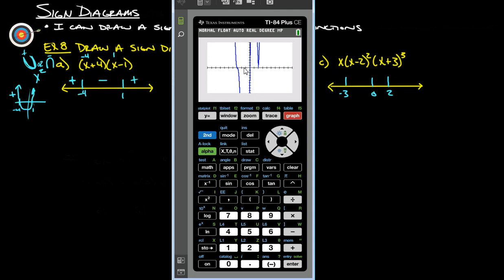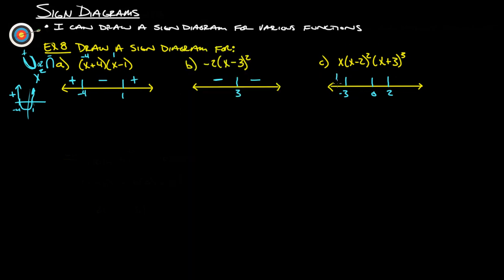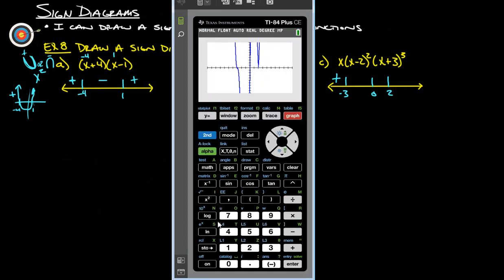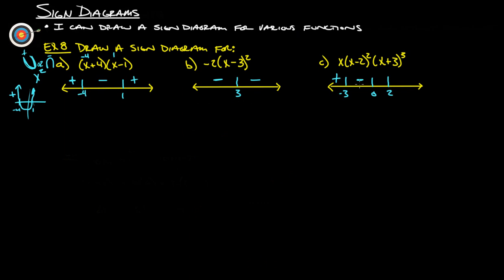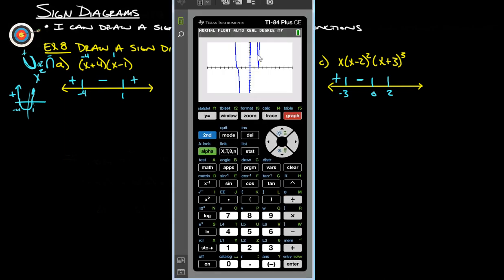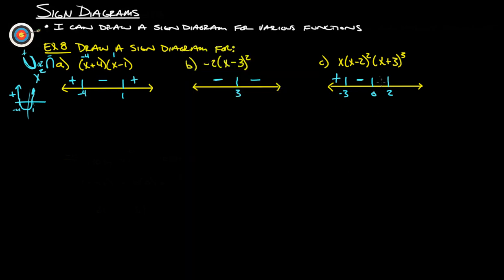Okay, so then now we can just simply look at this thing here. When it's to the left of -3, this thing is positive. When it is between -3 and 0, it's negative. When it is between 0 and 2, it's positive.